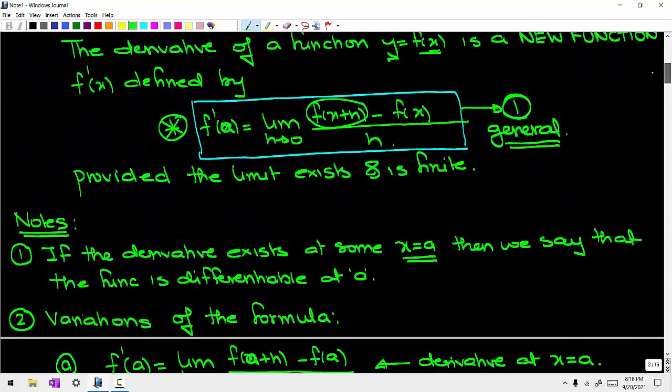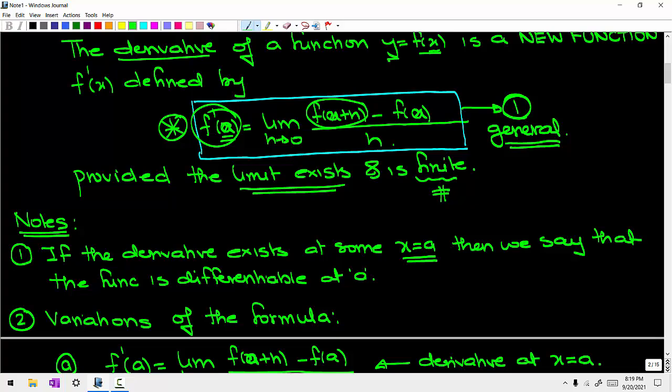Remember, for the function to have a derivative, this limit has to exist and it has to be finite, has to be a number, cannot be infinite. If this limit does not exist, then this derivative does not exist. So the function is not differentiable at that a. If you replace all the x's with a, then the function is not differentiable there.